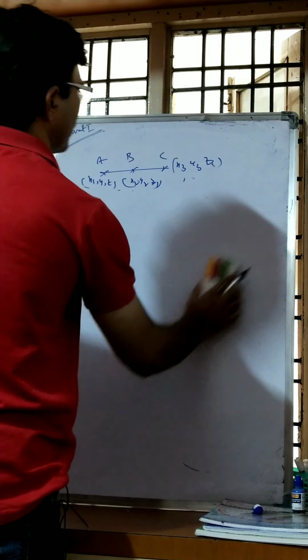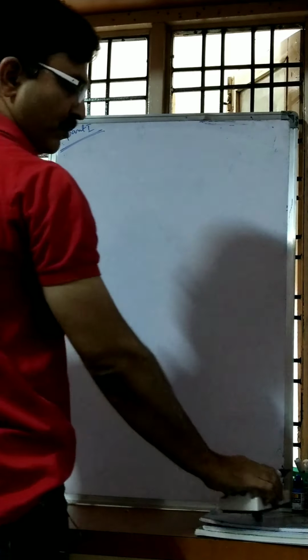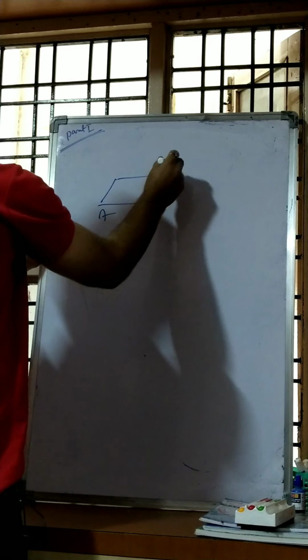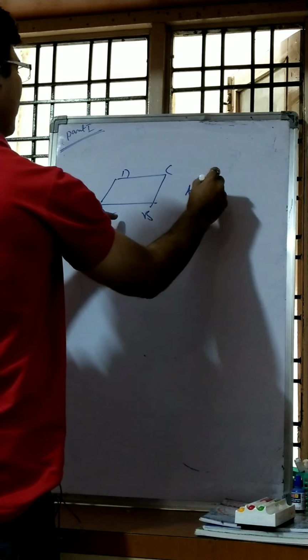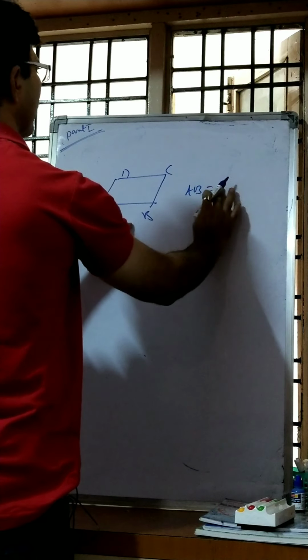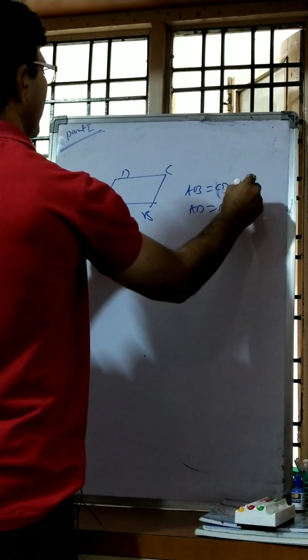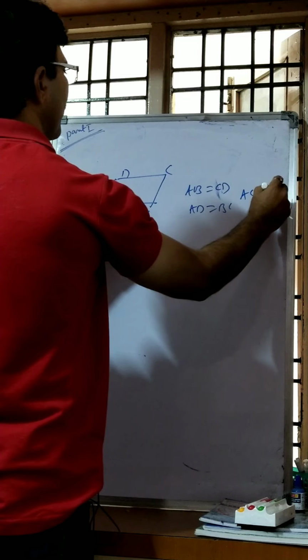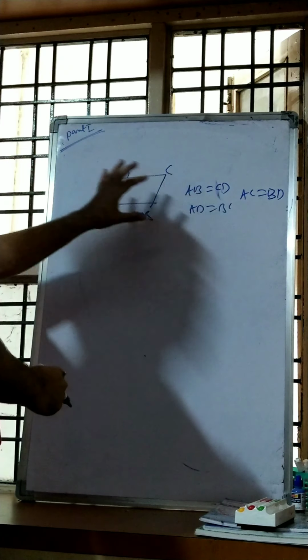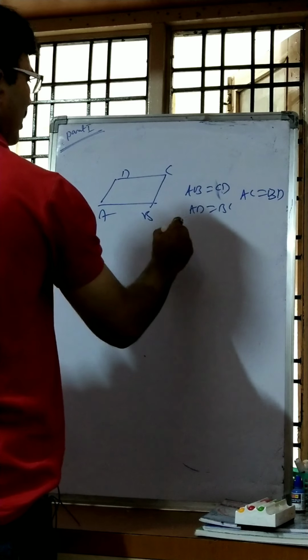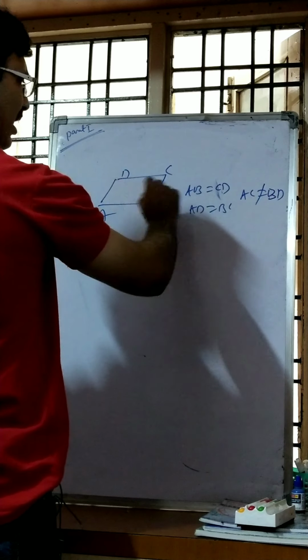Like that we can discuss parallelograms also. It is nothing more than distance. Directly here A, B, C, D. In terms of distance, AB is equal to CD, and AD is equal to BC. AC is not equal to BD, guys. Then you can say that it is a parallelogram.